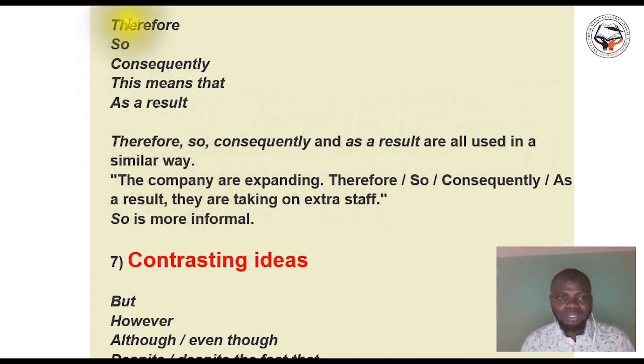When you look at these five terms: therefore, so, consequently, this means that, as a result, they are used in a similar way. Example: the company are expanding. Company here can be considered as a collective noun. The company are expanding. Therefore, or so, or consequently, or as a result, they are taking on extra staff.